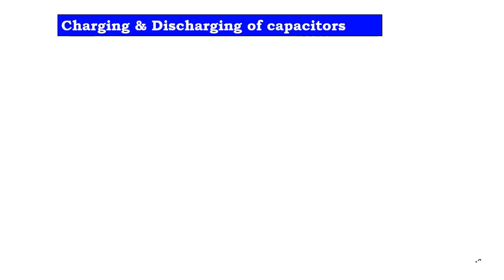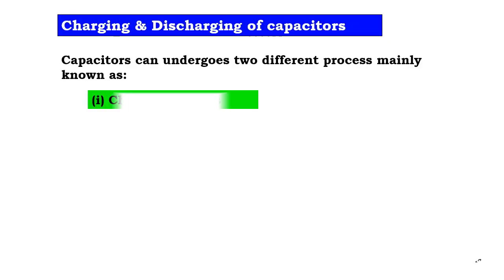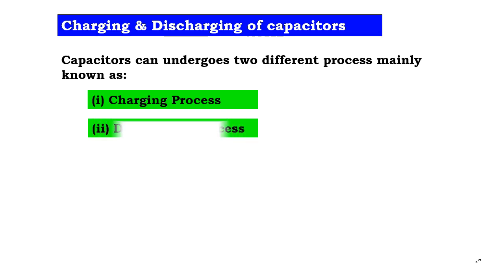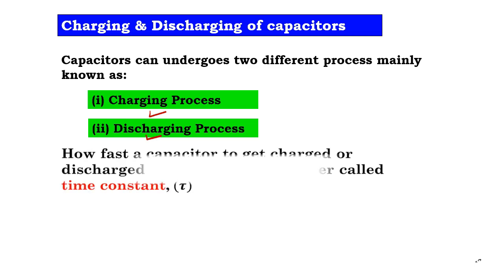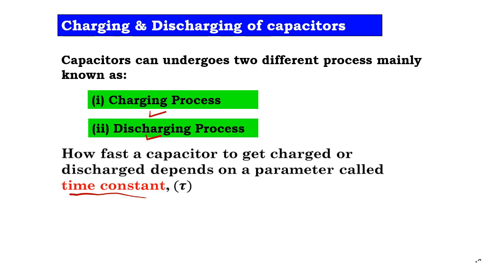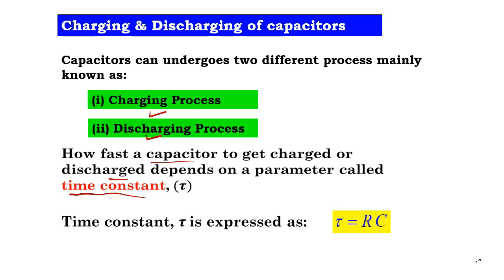Charging and discharging of capacitors. Actually, we have two main processes for capacitors, which are the charging process and the discharging process. And the time constant is very important in a capacitor because it can indicate how fast a capacitor gets charged or discharged. And the symbol that we use for the time constant is tau, expressed as tau equal to RC.